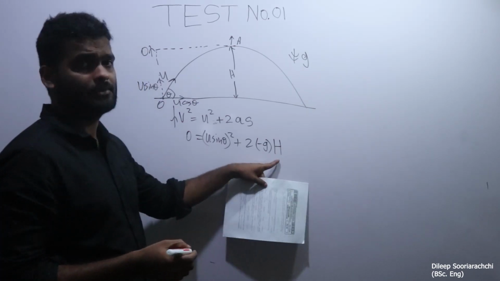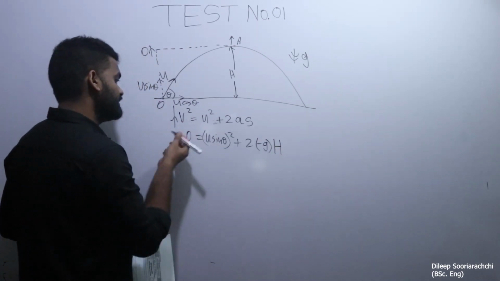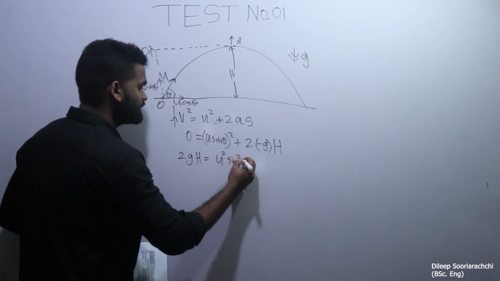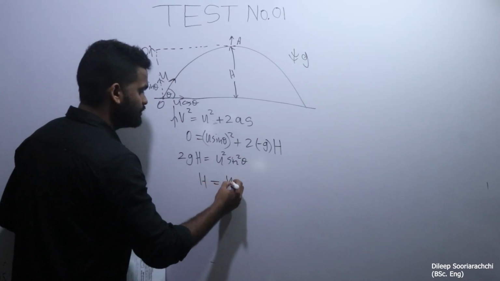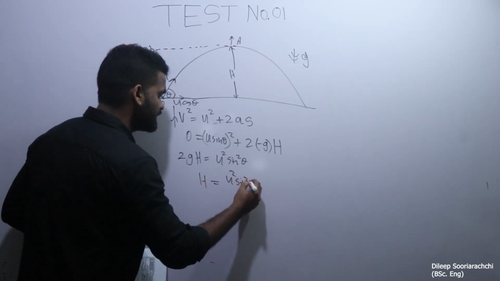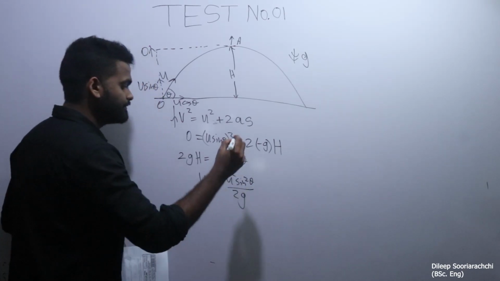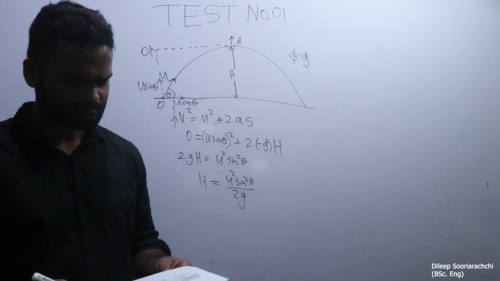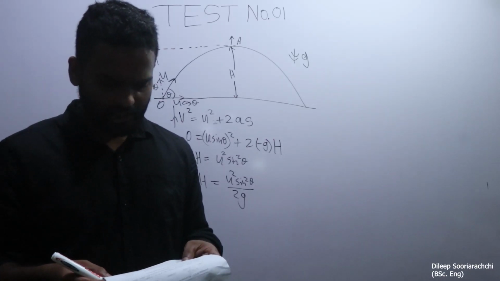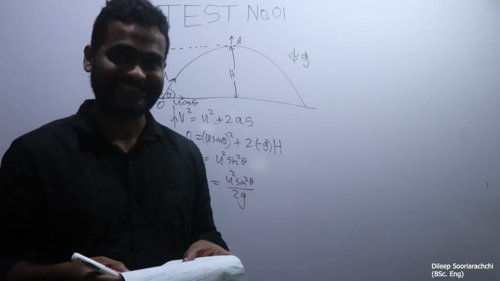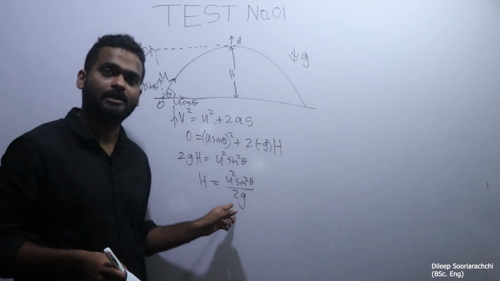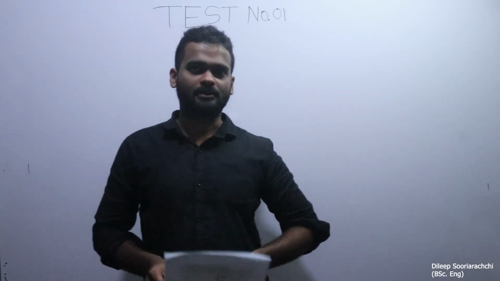Then you just have to make capital H the subject. I'll take this term to this side, then 2g capital H equals u squared sine squared theta. Then capital H is equal to u squared sine squared theta divided by 2g. So this is the maximum height of the projectile. So the answer should be the second one, right? That is u squared sine squared theta divided by 2g. Okay, the next question, seventh one.